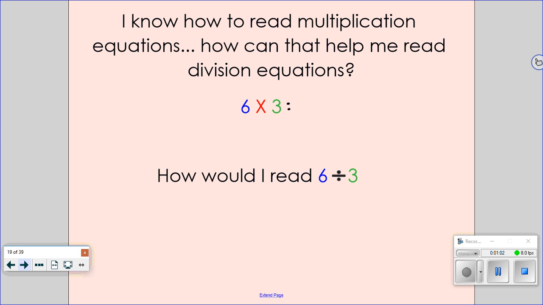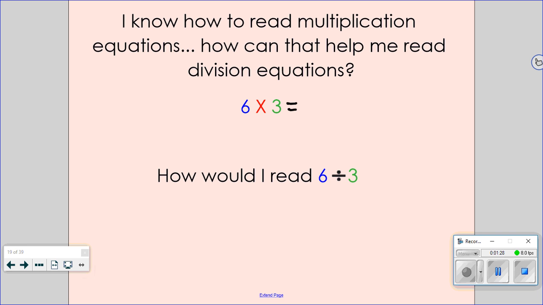Alright, so we're going to talk some more about how to read a division equation, because we already know how to do multiplication. Let's go ahead and turn to the next blank page. Liam, you're probably going to have to erase some space to get this. I want you to write 6 times 3 equals blank, or box is fine.